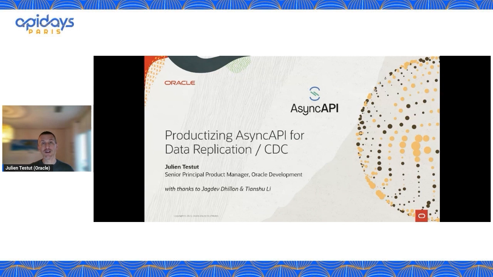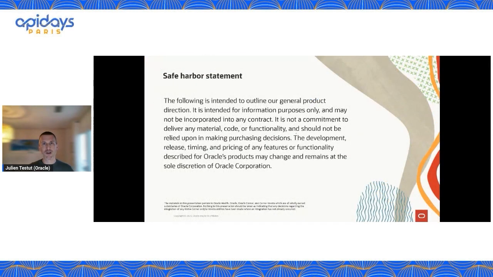And today I'm going to talk about how we're using the Async API in our change data capture and replication product called Oracle GoldenGate. So I'm going to talk a little bit about roadmap.